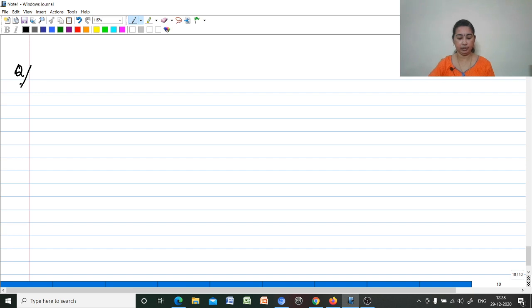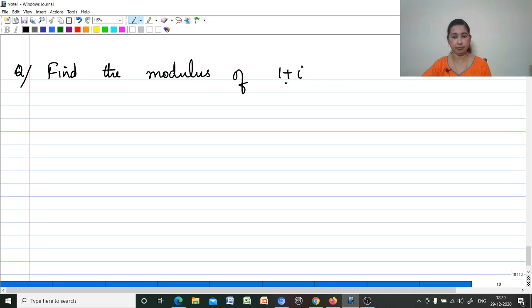Next question. Find the modulus of (1 plus i)/(1 minus i) minus (1 minus i)/(1 plus i). So modulus of this means you have to first put it in the form of a complex number, and then find the modulus.